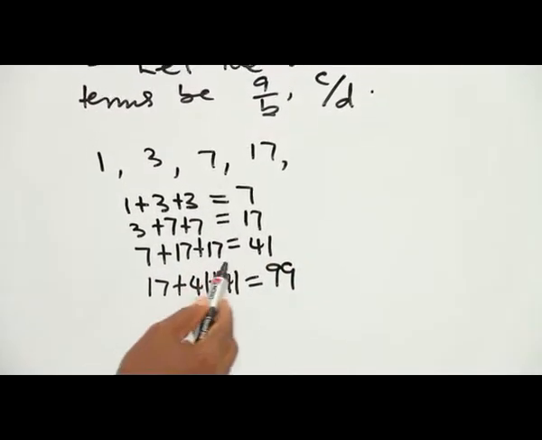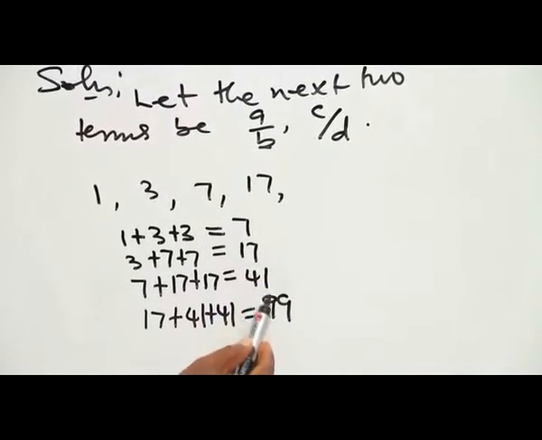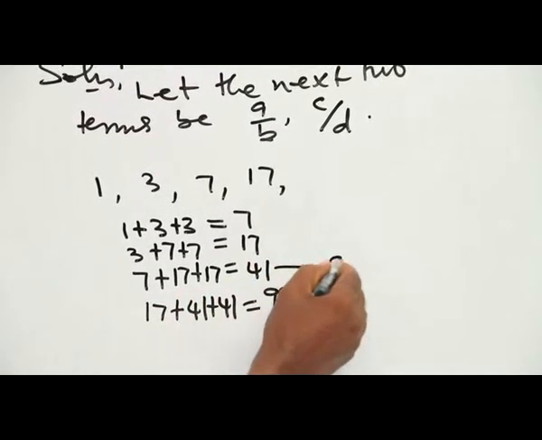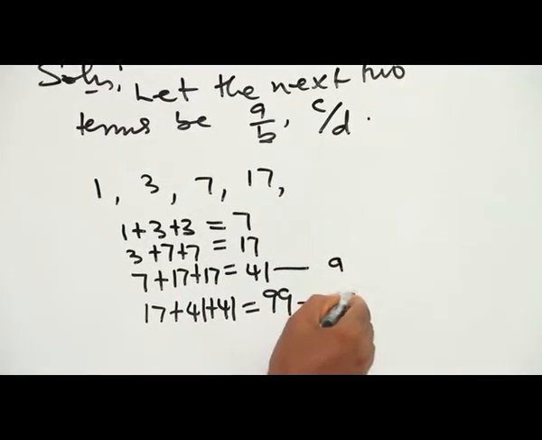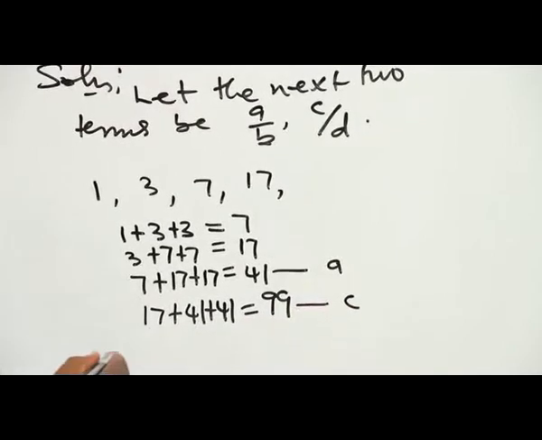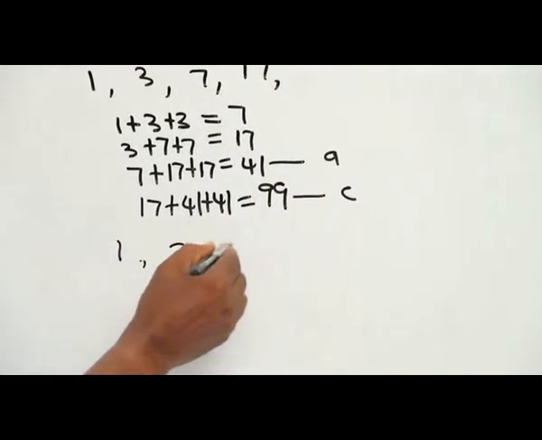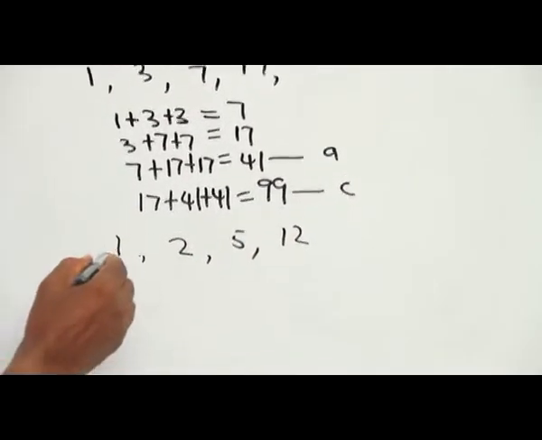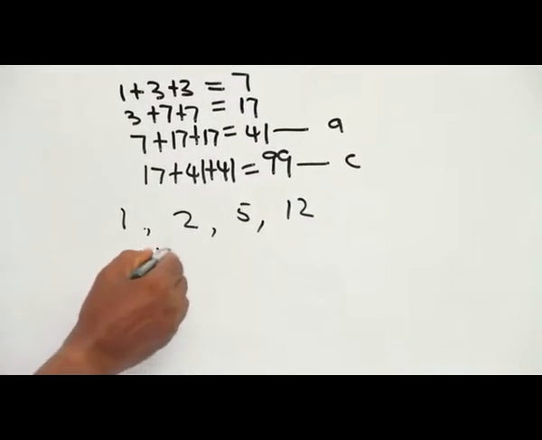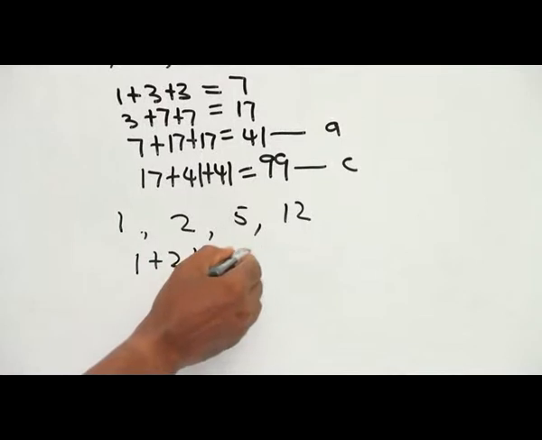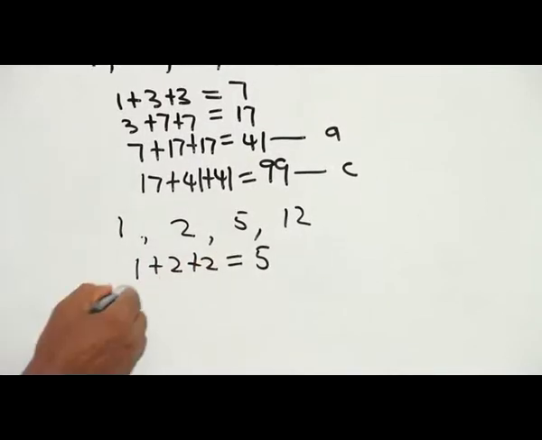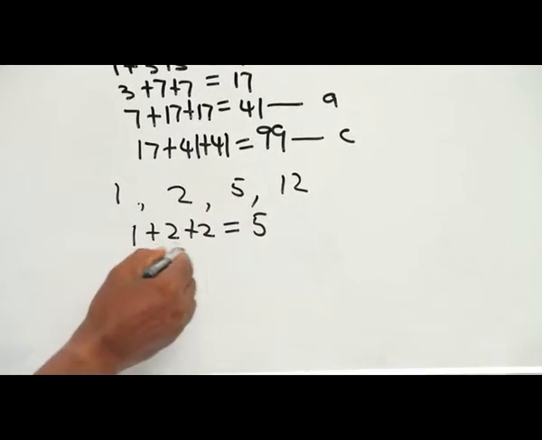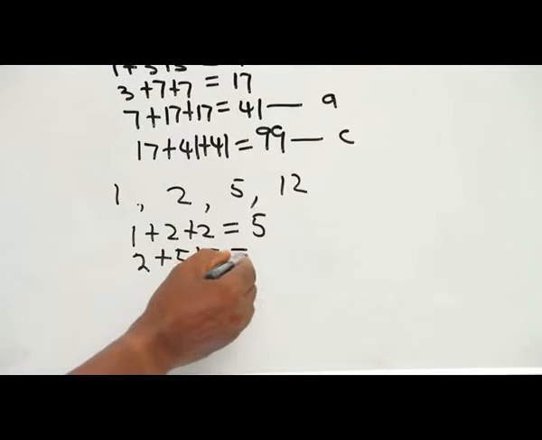So the two we are looking for, this is A and this is our C. So this one will stand for your A and this one will stand for your C. Then take the denominator, 1, 2, 5, and 12. Following the same method, we have 1 plus 2 plus 2 again to give us 5. Then we take again 2 plus the next one, which is 5, then plus 5 will give you 12.